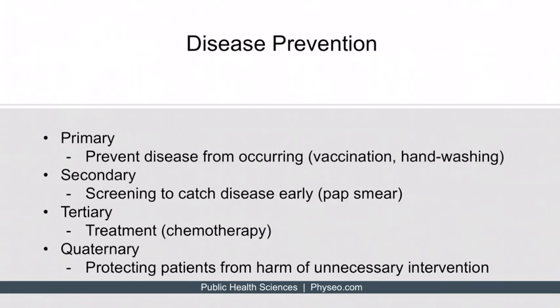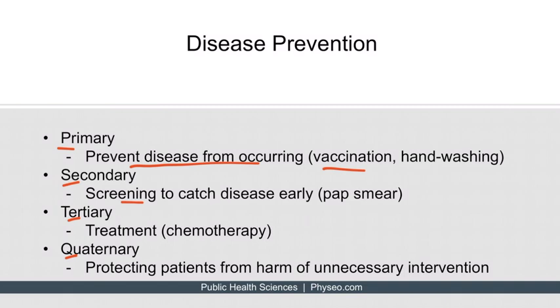There are four main types of disease prevention. The idea of prevention can be broken down into several categories, including primary, secondary, tertiary, and quaternary. Primary prevention makes sense because you're actually preventing a disease from occurring in the first place. Vaccination is a perfect example of this. Hand washing is another.